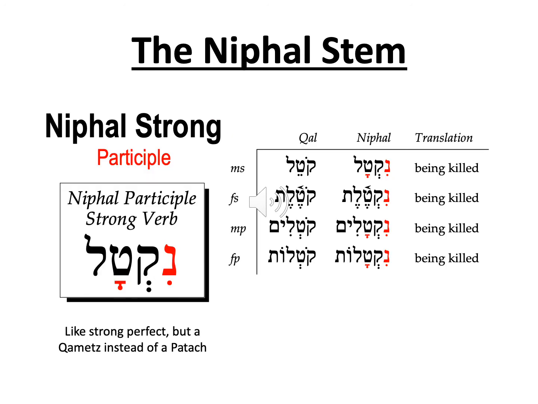The Niphal participle is very similar to the Niphal strong verb. It's niktal. However, instead of having a patach under the second root letter, there is a komets, niktal.